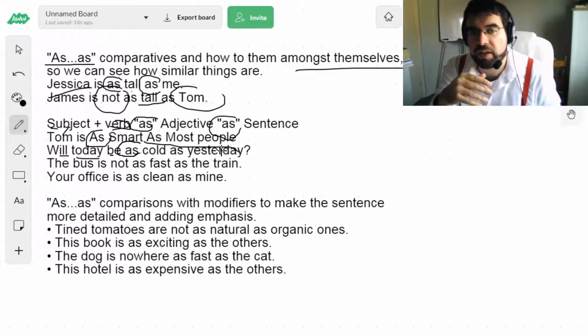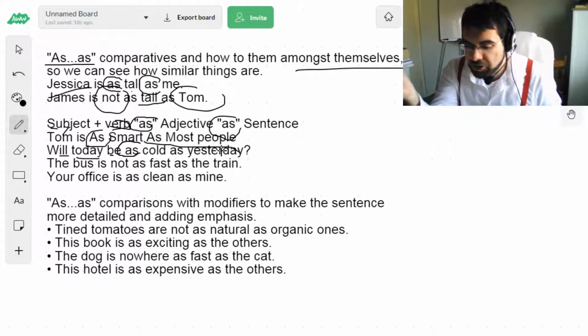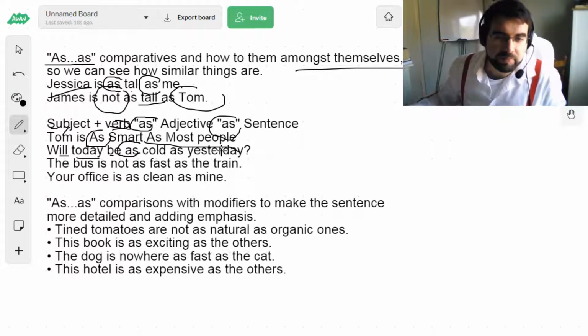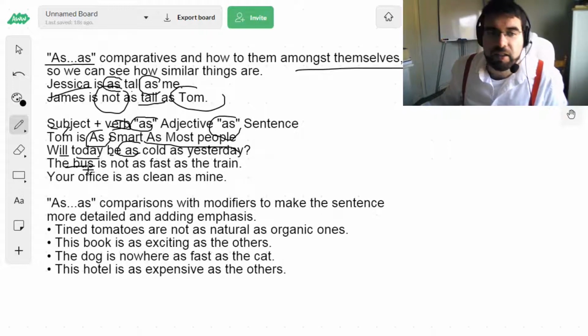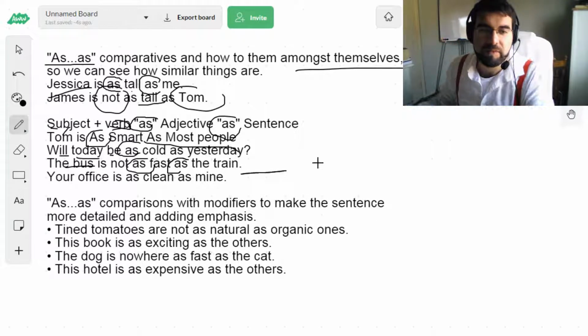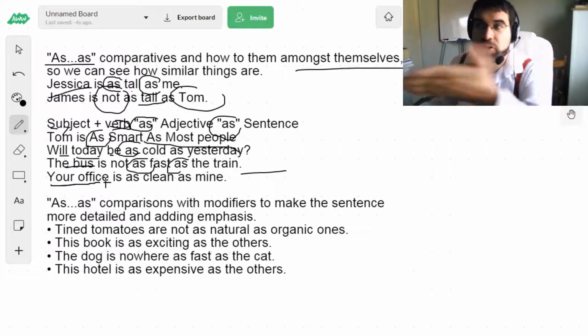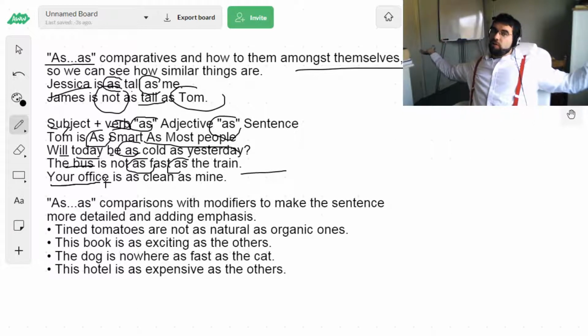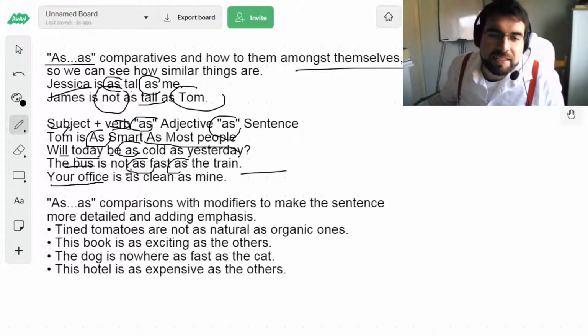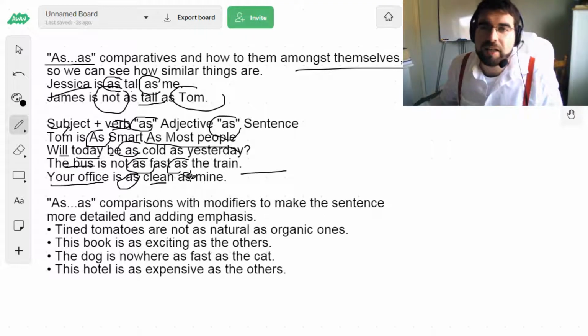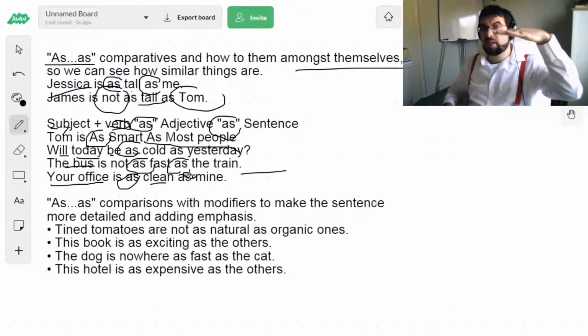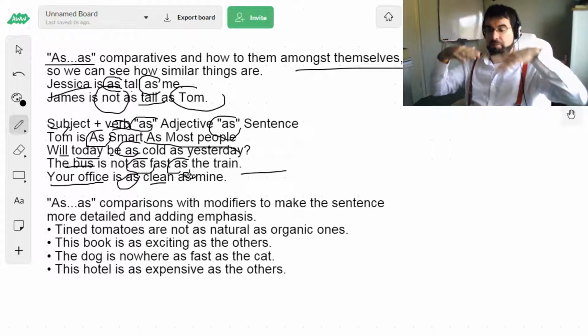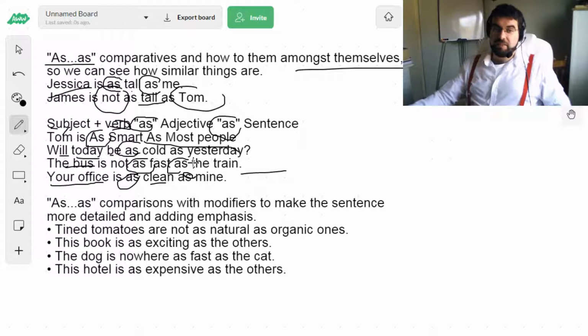You're comparing things with a time, people, attributes, or things. The bus is not as fast as the train. The train is much faster. Your office is as clean as mine. Mine is here in terms of cleanliness, hygiene. Yours is as clean as mine. Very clean. Yeah, definitely.